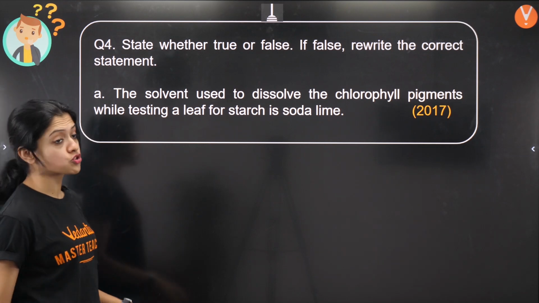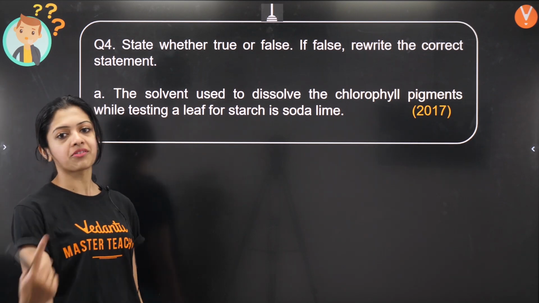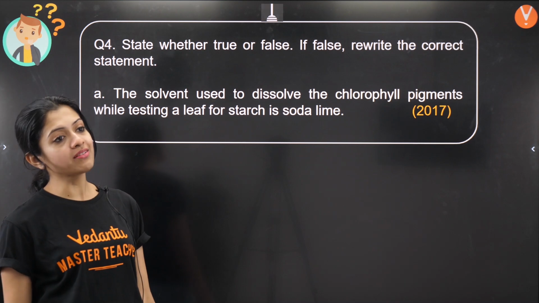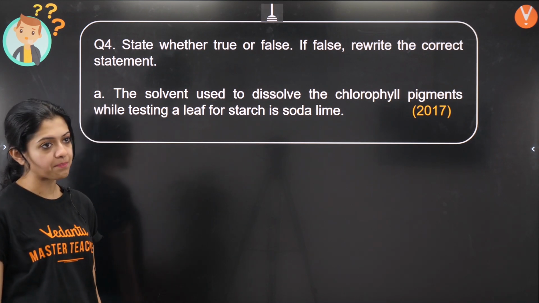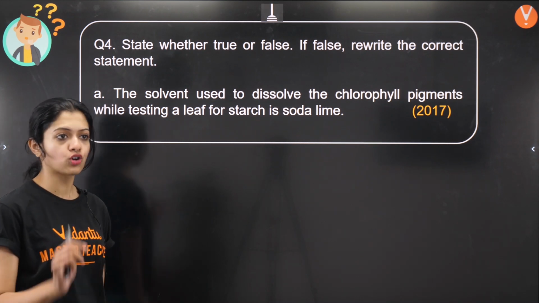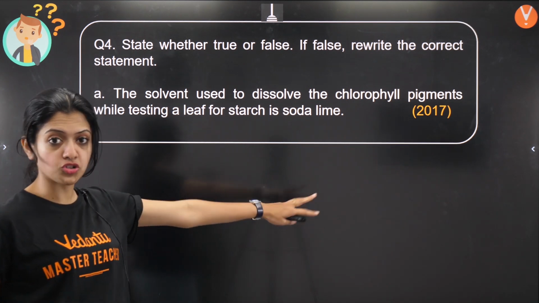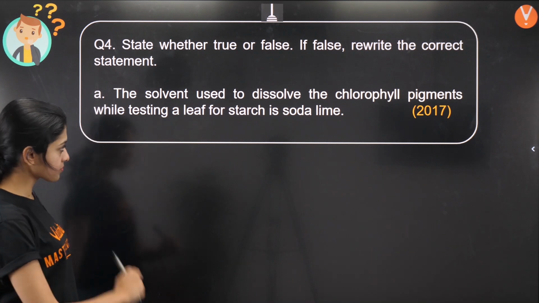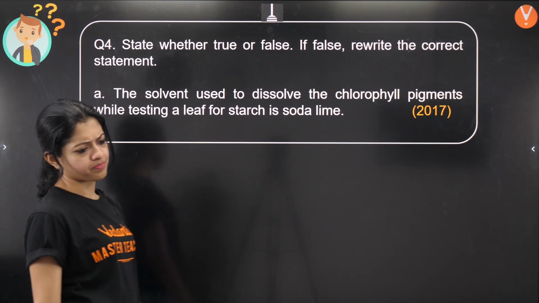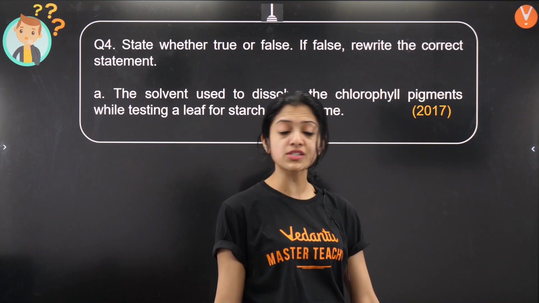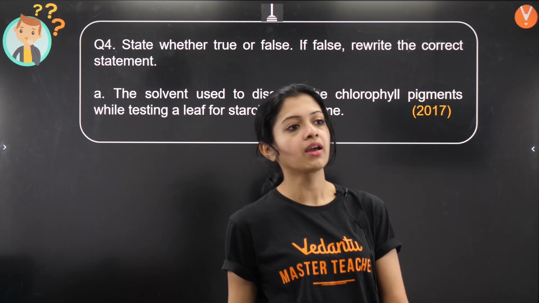Okay, now state whether true or false, and if false, write the correct statement. The solvent used to dissolve the chlorophyll pigments while testing a leaf for starch is soda lime. This was asked in 2017, just 3 years ago. Is it right or wrong? I mean, is it true or false? And if it's false, what do you think is the correct answer?